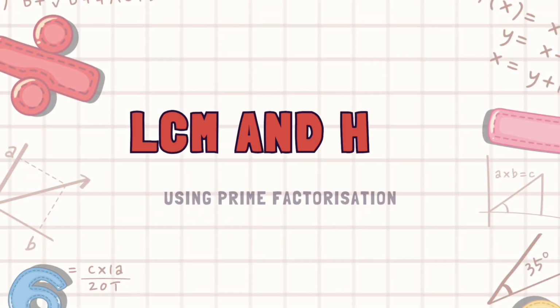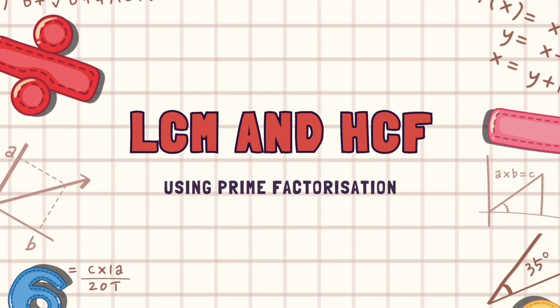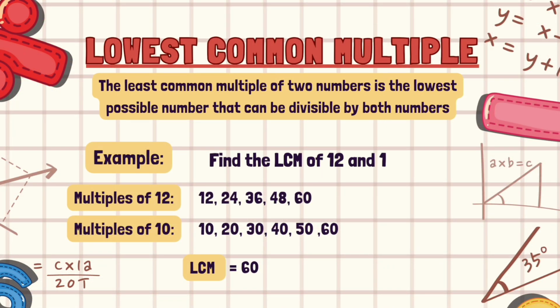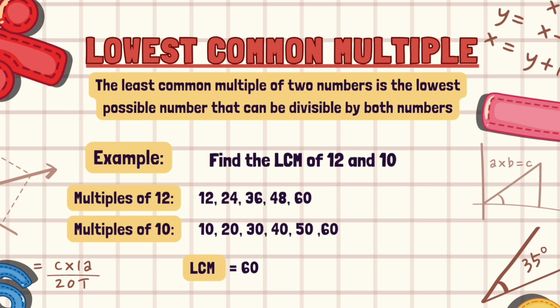Hello everyone, today we are going to discuss how to calculate LCM and HCF using prime factorization. LCM stands for least common multiple. The least common multiple is the lowest possible number which can be fully divisible by both the given numbers. Let's take an example to find the LCM of the numbers 12 and 10.